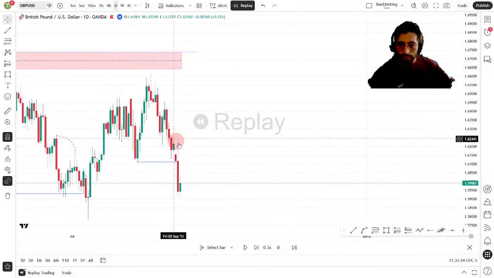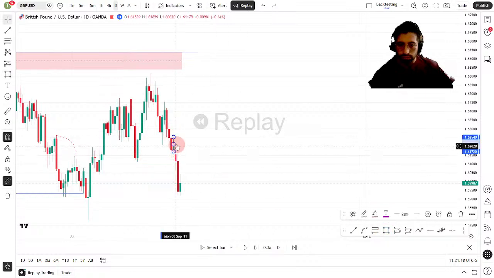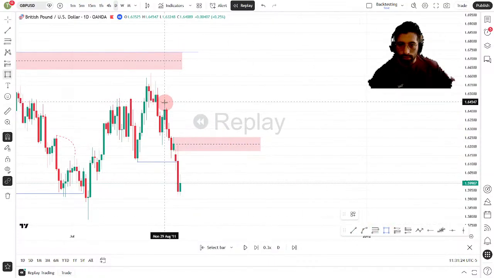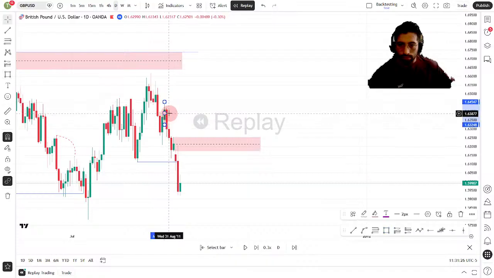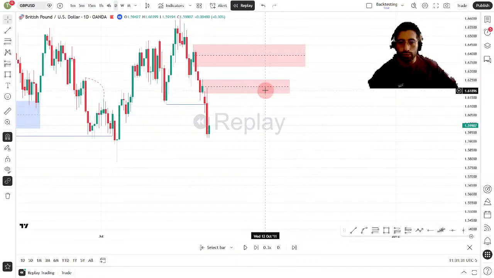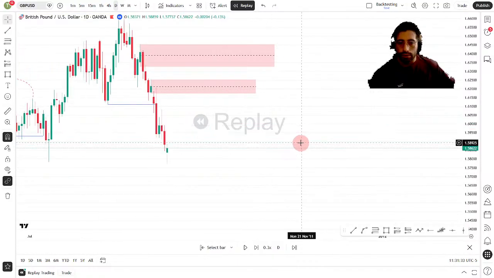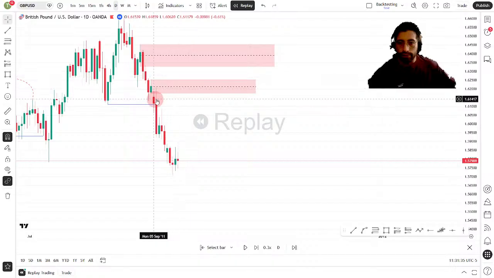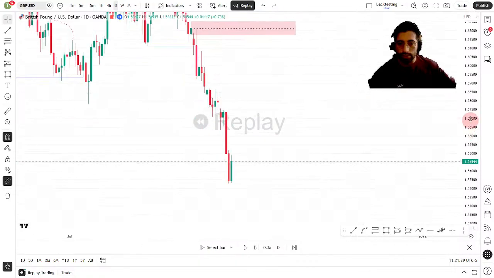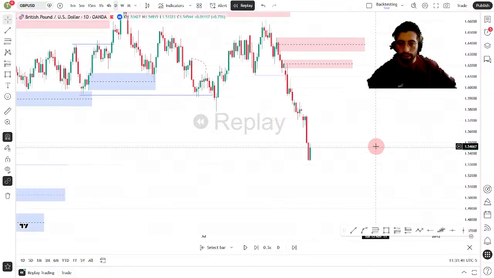This one here, and this one here. I like number two much more, this one. Now we have liquidity prior to the entry point. Wow, it just continued pushing down. Didn't provide us a chance to enter.